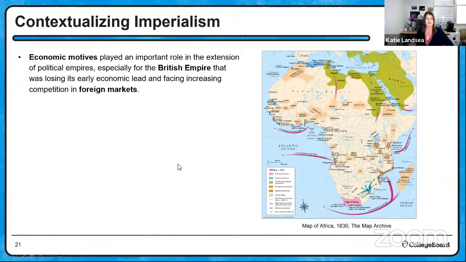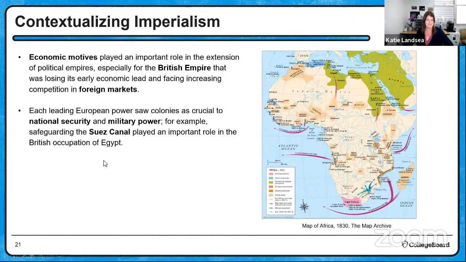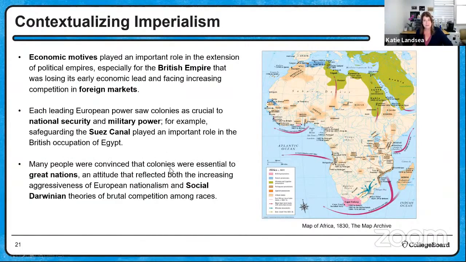And we're going to bring this up again tomorrow in your homework. We're going to try to expand political empires, especially for the British Empire, that was losing its early economic lead, facing competition in foreign markets. Each leading European power saw colonies as crucial to their national security, as well as their military power. For example, the safeguarding of the Suez Canal played an important role in the British occupation of Egypt.